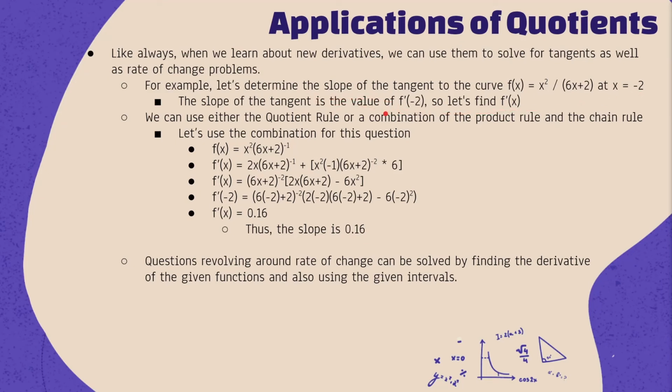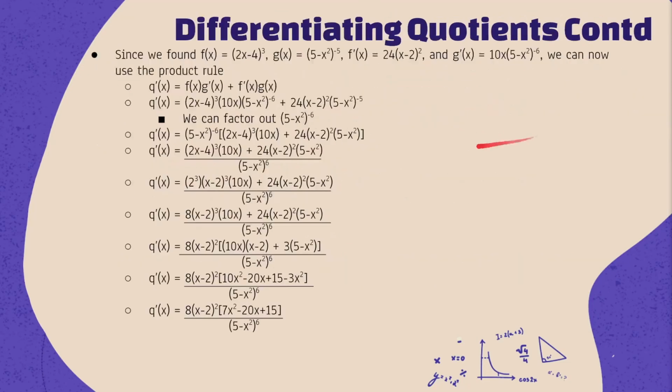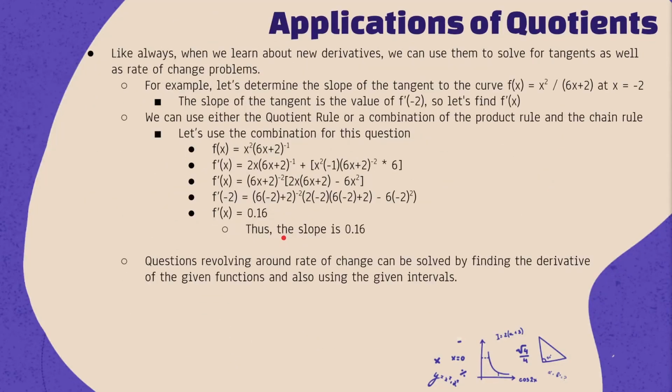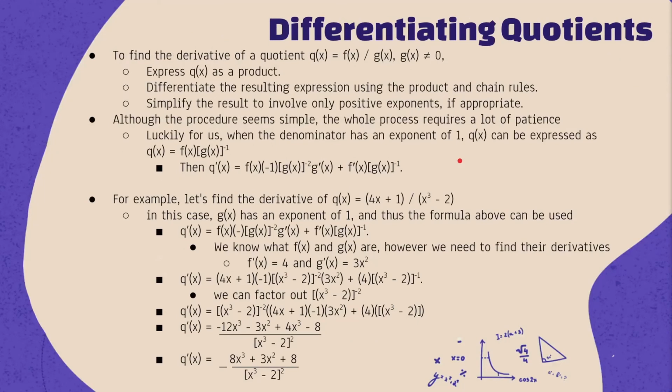So if we were trying to find the slope, then we need to find f prime at negative 2, right? So in order to do that, we need to figure out the equation for f prime of x. In order to do this, we could use either the quotient rule or a combination of the product rule and the chain rule like we did in the first two examples. So luckily for us, you can actually see that this equation here has an exponent of 1 in the denominator. So we could use the first equation that we learned, which was this.